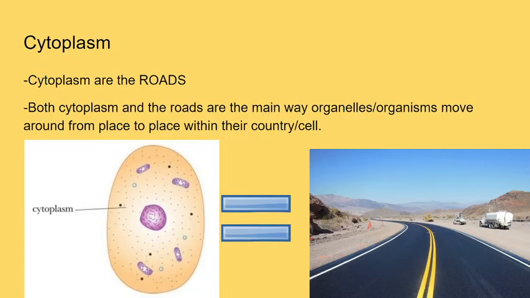Finally, but not least, we have cytoplasm, which are the roads. Both cytoplasm and the roads are the main way organelles/organisms move around from place to place within their country/cell. Here you can see the nucleus, the mitochondria, and all these other little dots. They move around and splash around in the cytoplasm, since that's how they move within the cell. Here, the roads, we can see the driver moving across the road because that's the main way that people get across efficiently.